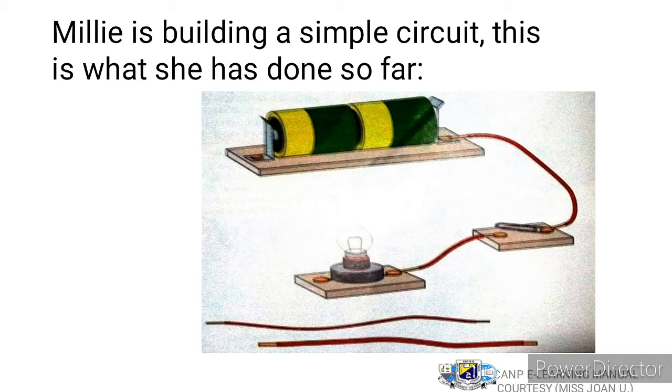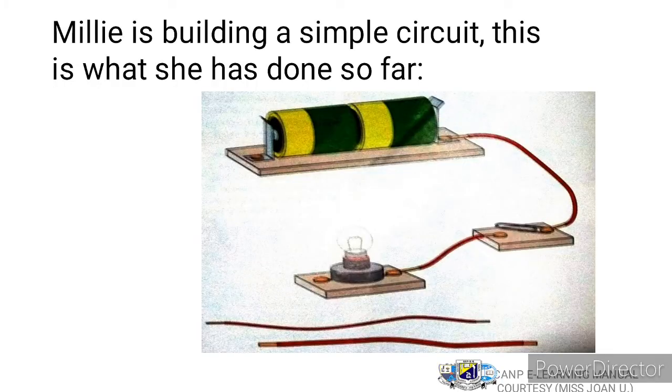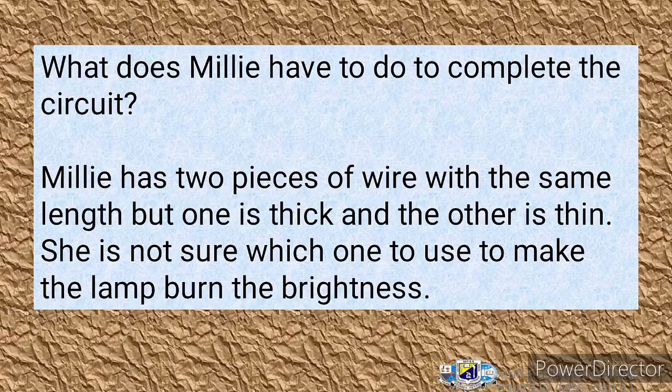Right now, we're having a first example whereby Millie is building a simple circuit, and this is what she has done so far. All right, you already know this component right here. Now, at this point, Millie is confused. She doesn't know what to do next. Why? Because there are two pieces of wire to complete the circuit, and you need just one to make use of. So she doesn't know whether to use the thick one or the thin one.